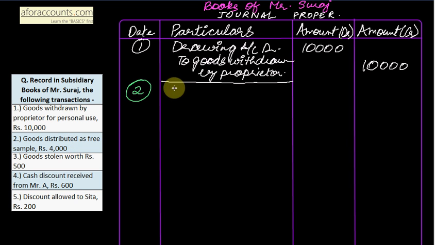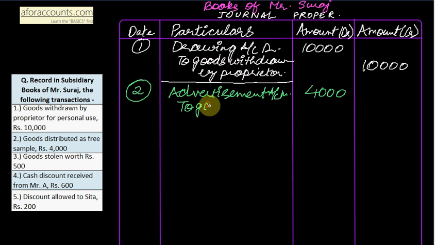Advertisement account debit. How much? 4,000, to goods distributed as free sample, 4,000.